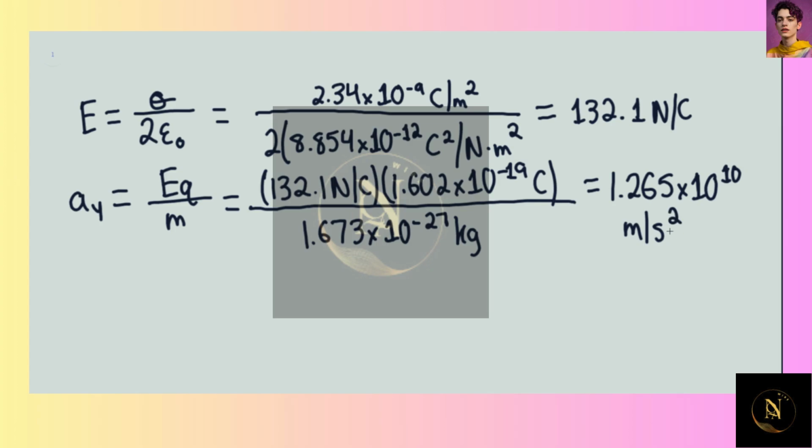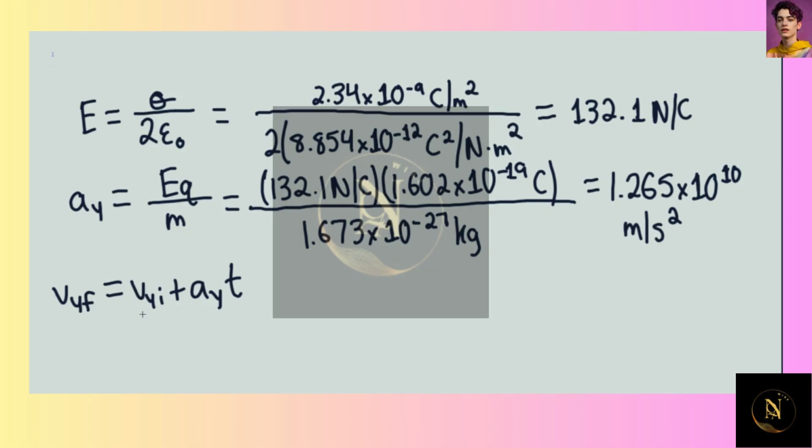And we find that the acceleration in the y direction is 1.265 times 10 to the 10th meters per second squared. We can then simply use kinematics to find the final velocity in the y direction. This would be the initial velocity in the y direction, not squared, but my apologies, I'm using the wrong kinematic equation. Even simpler than this, Vy final equals Vy initial plus the acceleration in the y direction times t.